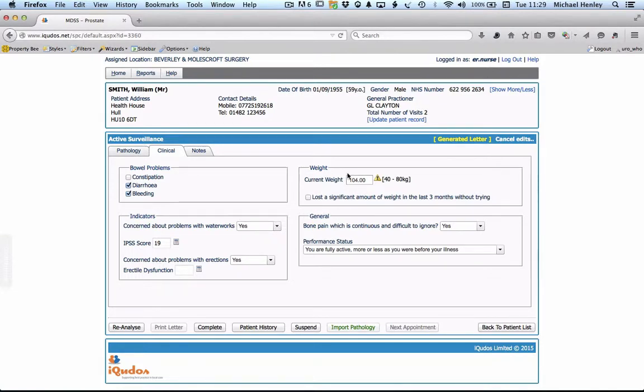Next question is about weight loss. It's rare for men to lose a lot of weight in prostate cancer and have no symptoms, but again, it's worth recording. And then this question is an important one: bone pain, which is continuous and difficult to ignore.